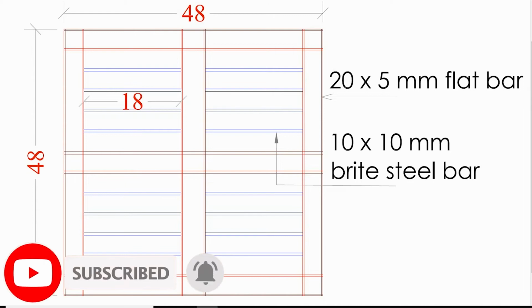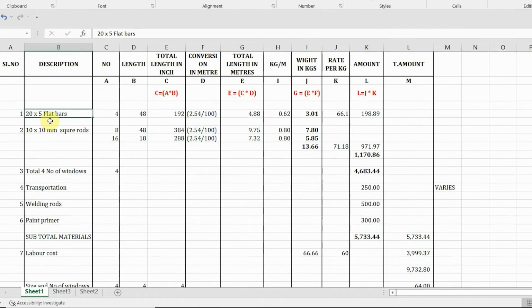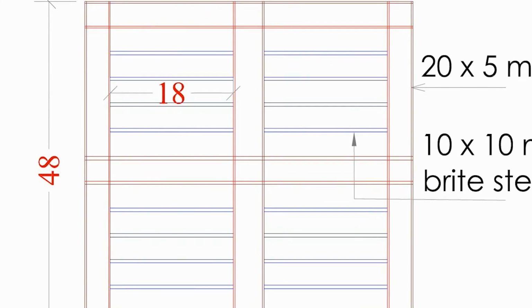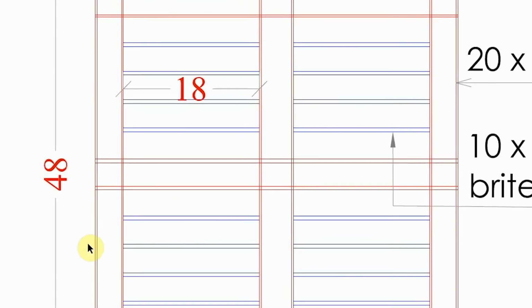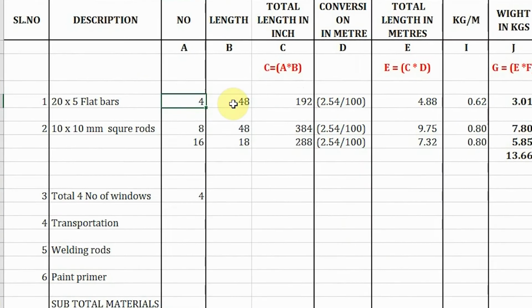Now I will explain step by step. Here is the serial number, description, numbers, length, total length in inches, and then we have to convert into meters, the total number of meters, how many kgs per meter, weight in kgs, the rate in the market, and the total amount. This was the table I made. For 20 by 5 mm flat bars, I have taken 4 numbers: 1, 2, 3, 4. So 4 numbers into 48 inches.